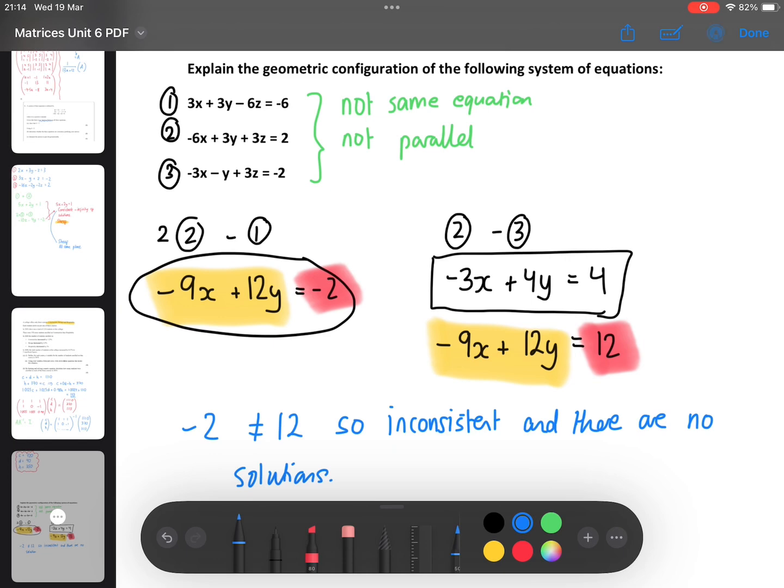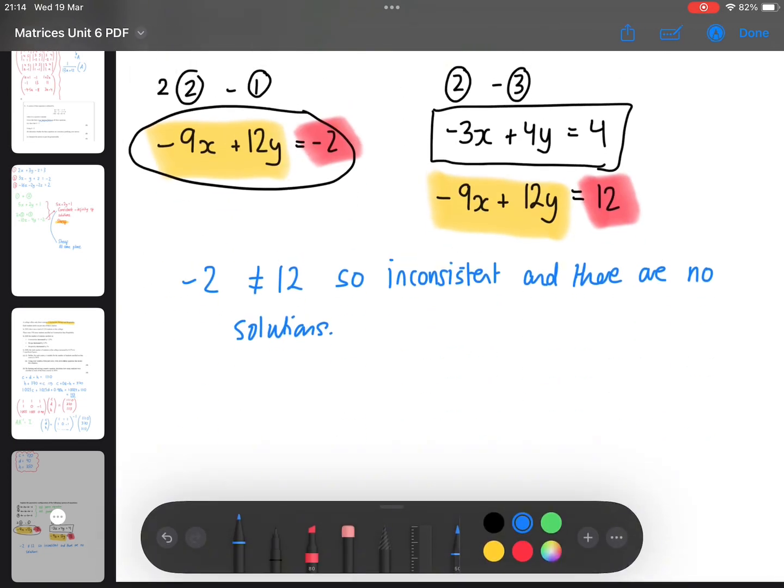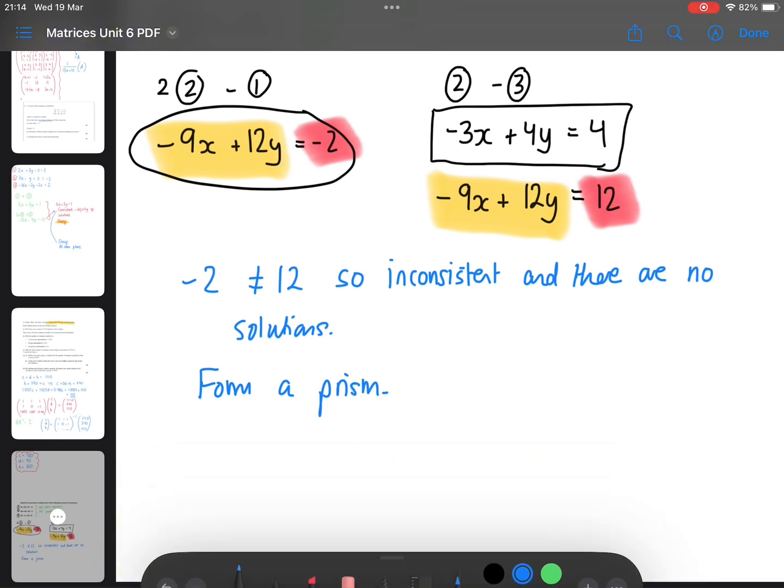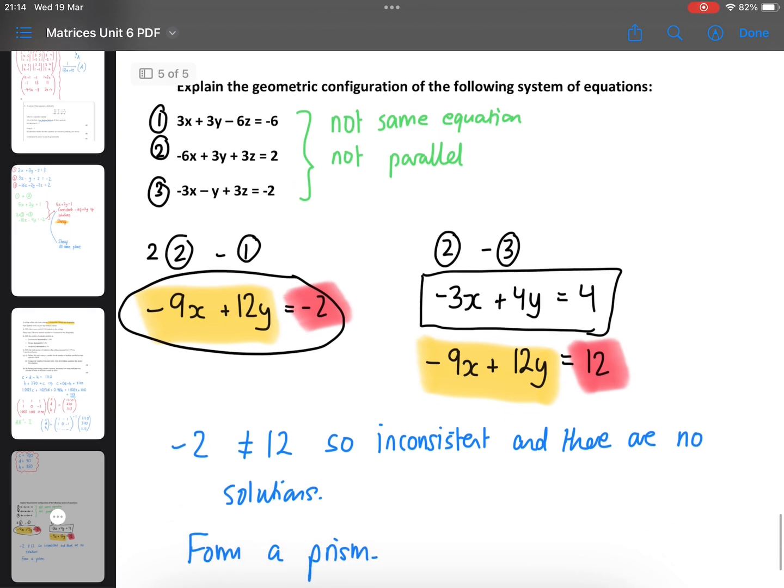As I said earlier, I explained why they weren't parallel. And if they're inconsistent, it can only be parallel, or they can form a prism. And so in this case, they form a prism. So the way you always do these, if you can rule out straight away that the matrix would be non-singular, then you check, are they inconsistent or are they consistent? And that will give you two possibilities for each, which you can rule out by looking at the initial set of equations, whether they might be parallel or the same equation.